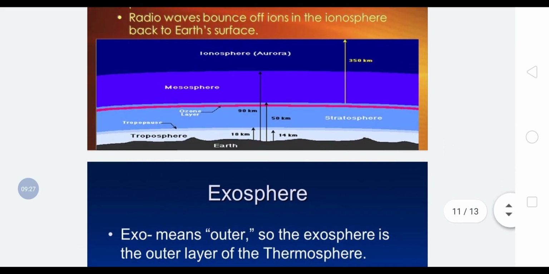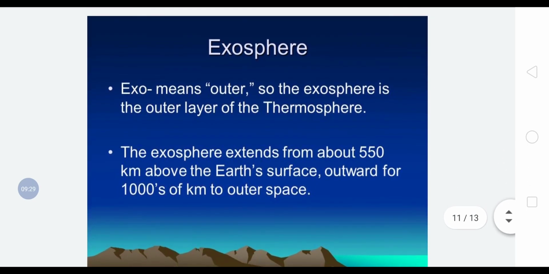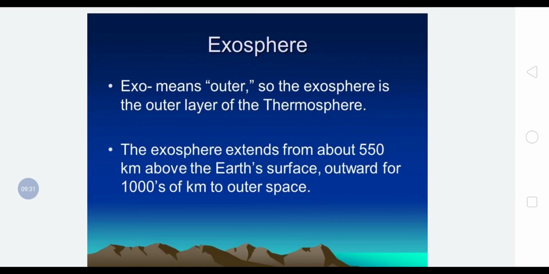Now the next and the last part is the exosphere. Exo means outer, and so the exosphere is the outer layer of the thermosphere. It extends about 50 km above the earth's surface outward for thousands of kilometers to outer space. यहाँ पे आगे आप यूनिवर्स में एंटर कर जाते हैं, एटमॉस्फेयर ख़त्म होने लगता है, and the outer space merges with this layer of the atmosphere.